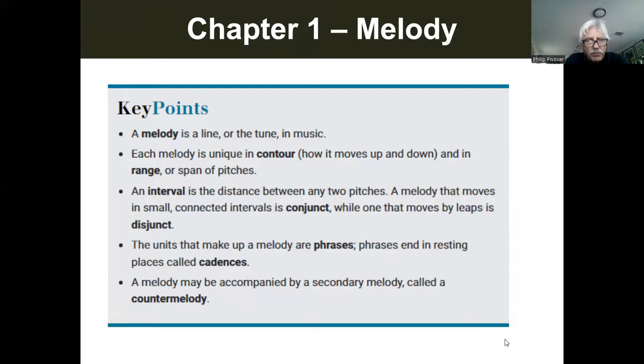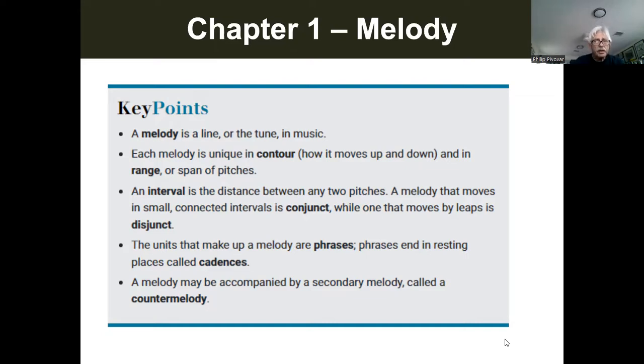And these key points, you'll see them in the text when you get your text, that if it's a bold word, it's a word that you should put into vocabulary, because that's what we need to do. This whole part one is to establish some common knowledge that we could use to study music and talk about music. So the melody is often called the line or the tune in music. And we're going to talk about the contour, the shape of the melody. And then we use the word range.